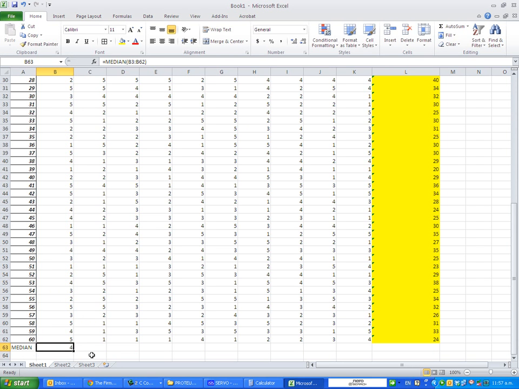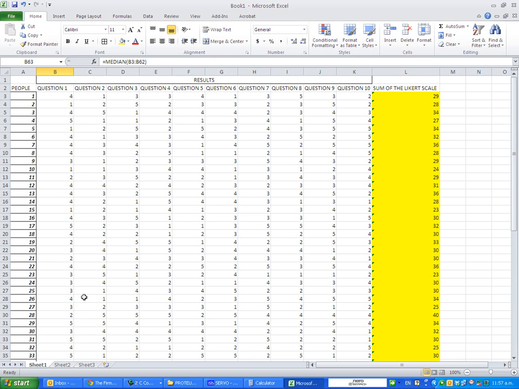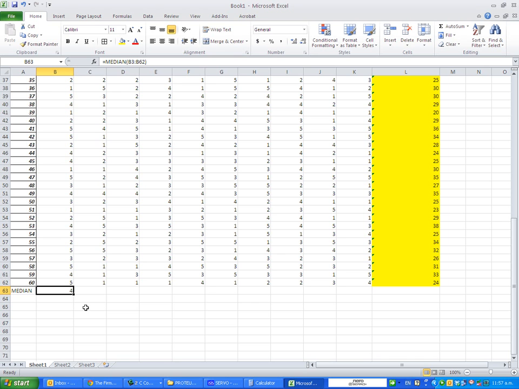So the median tells me where the middle score of the distribution is. So basically, many of the people that were interviewed chose 4 in this question number 1. That's what tells me that's the middle score of the distribution. Like, people chose 4 the most.